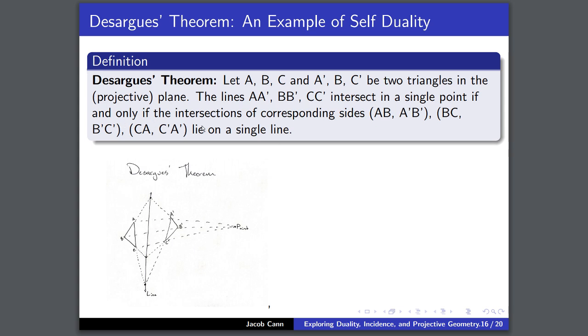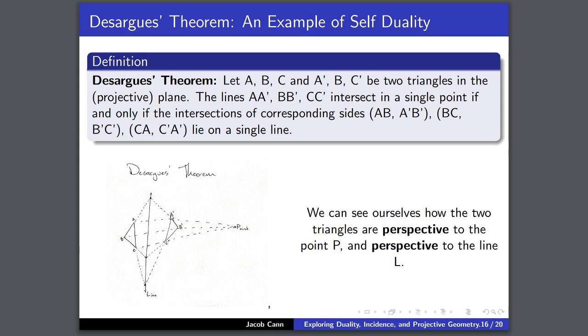If and only if the intersections of the corresponding sides, AB, this continuation line, BC, this continuation line, CA, this continuation line, they all go to the same line that the other triangle continuations also go to. They lie on this point, and this point of the line. Both triangles are perspective to the line. This would be point P and line L.